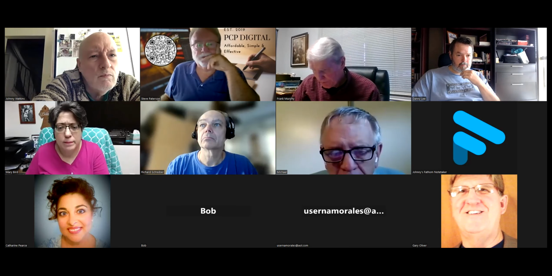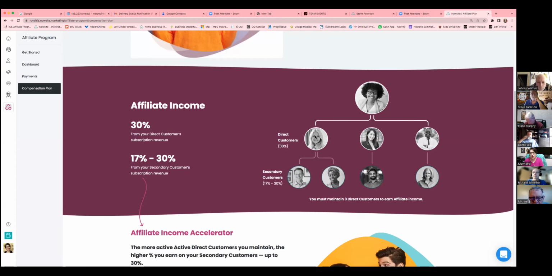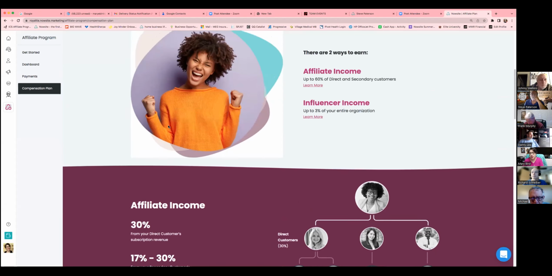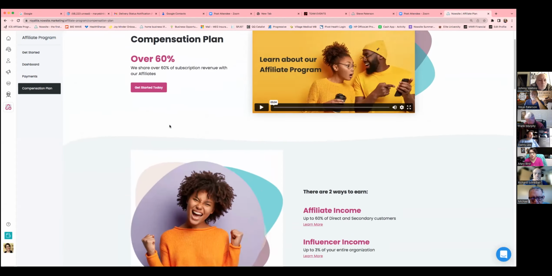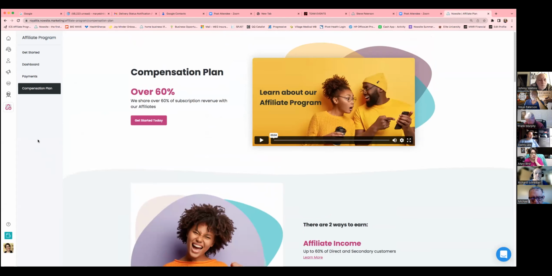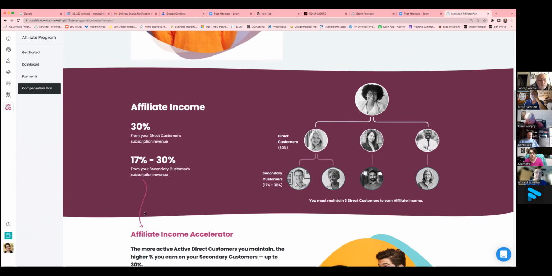Okay, so as I was saying over here, you could earn 17 to 30%, and this is on the compensation plan in your back office. So you come down to the refer and earn tab right down here, which would either be above your initials or your picture if you've updated it. Okay. And you could come down here.